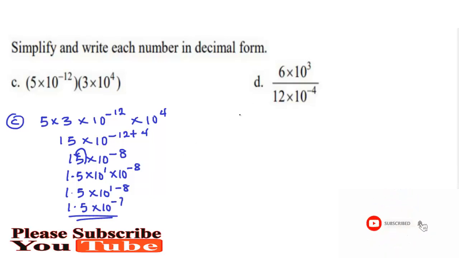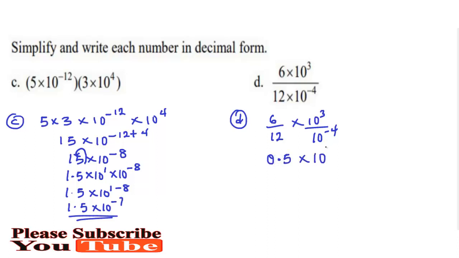Now for this second one, which is D, all we just need to do is simple. We can split this to be what? 6 over 12, then times 10 raised to power 3 over 10 raised to power minus 4. 6 divided by 12 is 0.5. So this is 0.5, all right, times 10 raised to power what? 3. Now if this one is going up, that will be what? Minus 4.